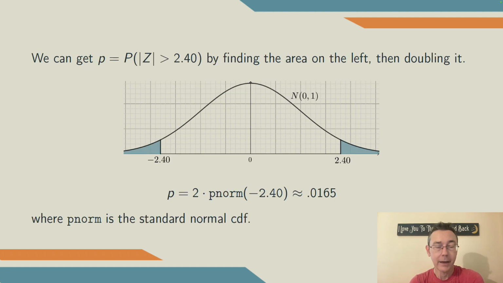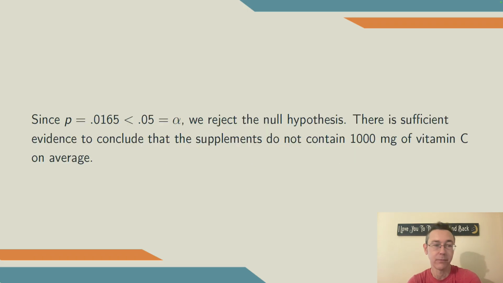The way we're going to do that is by computing the probability on the left. In other words, the probability of randomly getting a z-score less than negative 2.40, and then doubling that. These two areas have to be the same by symmetry. We compute that using technology. I use R, where the command for the standard normal CDF is pnorm. So in this case, to get my p-value, I'm doing pnorm of negative 2.40, and then doubling that. Overall, I get a p-value of 0.0165.